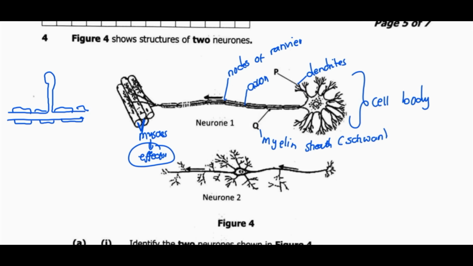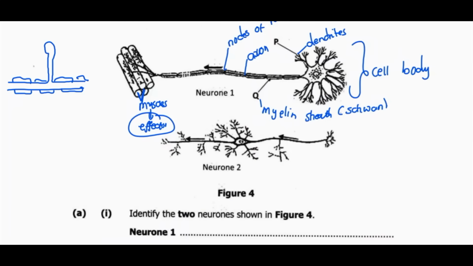So we know that neuron 1 will be a motor neuron. Then for neuron 2, this is a relay. Relay has so many names. You may find it as multipolar, connector, or intermediate. These are the names of this.